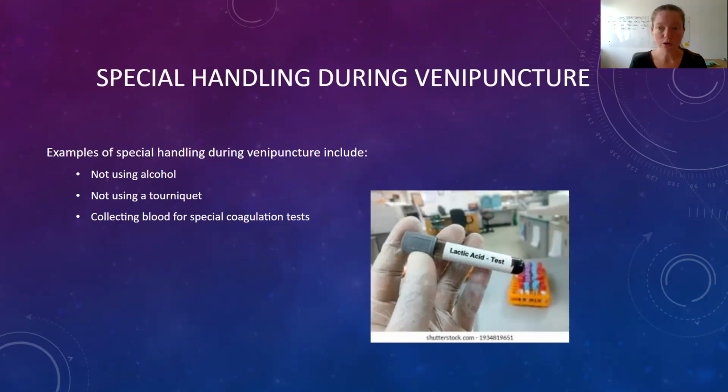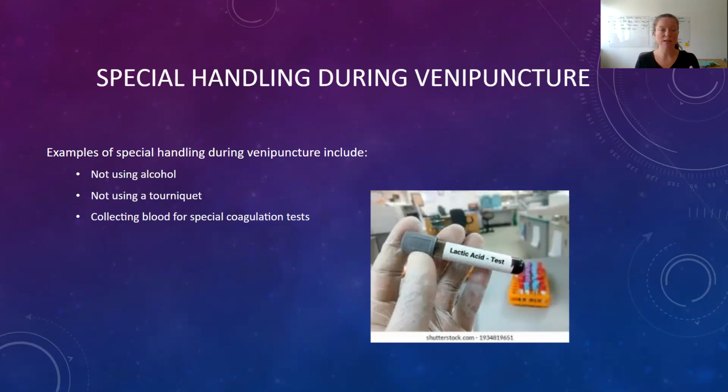Along with following the order of draw, when we're collecting for coagulation studies, if you recall, we talked about in phlebotomy, we tend to use needles with the gauge of 21 to 23. When we're doing coagulation studies specifically, we'd want to use a needle with a larger gauge. So really want to use a minimum of a 21 gauge bore needle for coagulation studies.